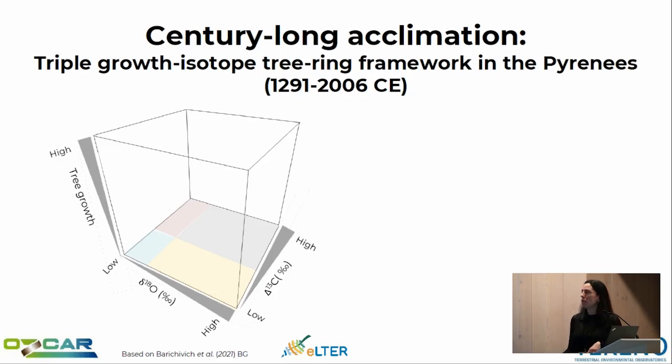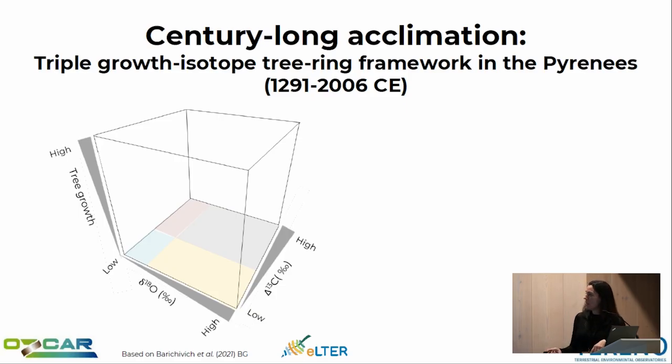To show how this was evolving, I will use this framework that shows in one of the axes how the tree is growing, whether the growth is higher or lower, the value of the stable oxygen isotope that tells you whether the stomata are more open or closed, and what is the discrimination, which is also telling us how much carbon they are gaining depending on whether stomata are open or closed.